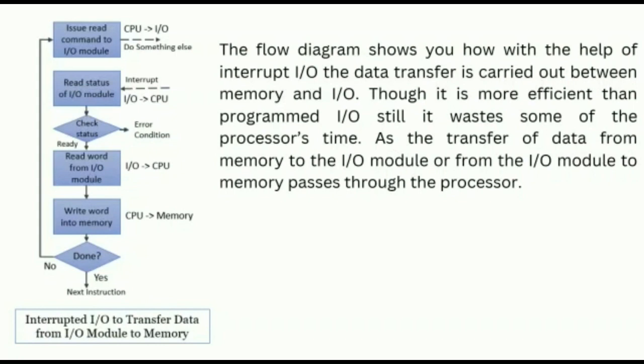After the execution of this process, it proceeds to the next instruction, and if the process is not complete, it issues the read command to the IO module to do something else. The flow diagram shows how, with the help of interrupt IO, the data transfer is carried out between memory and IO. Though it is more efficient than programmed I/O, it still wastes some of the processor's time, as the transfer of data from memory to the I/O module or from the I/O module to memory passes through the processor.